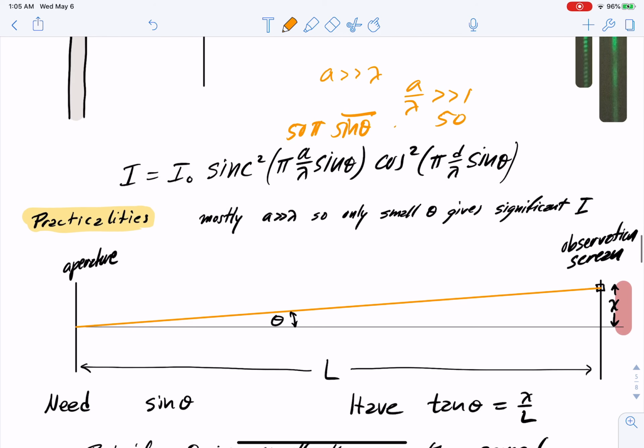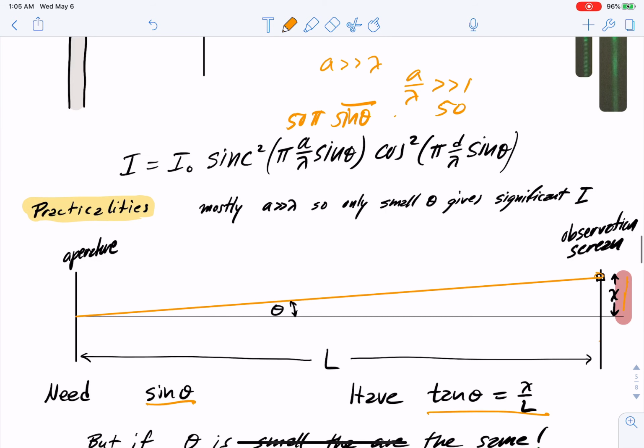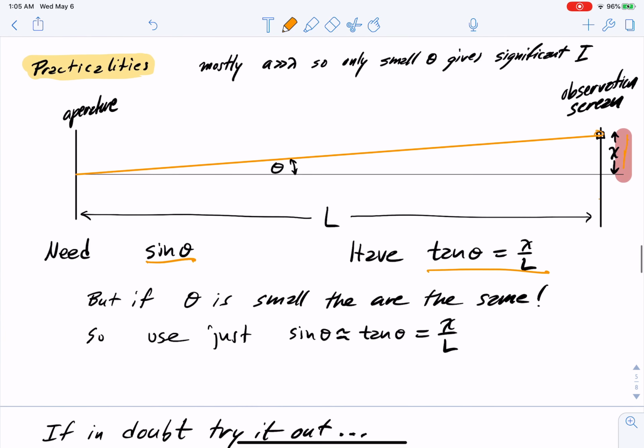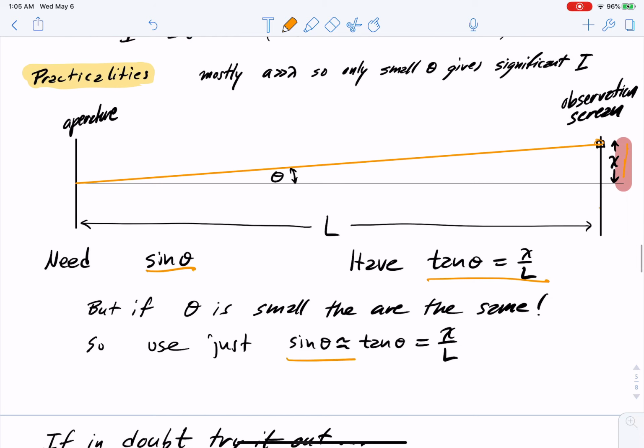All right, so what we need is the sine. What we have naturally is the tangent. We know the distance from the aperture to the observation screen, and we know the distance from the central axis to the observation point. So that gives us the tangent. Now the nice thing is that for small angles, the sine and the tangent are the same thing. So we can just use the approximation that the sine of the angle is the tangent of the angle, which is just the things that are easy to measure, x and L.